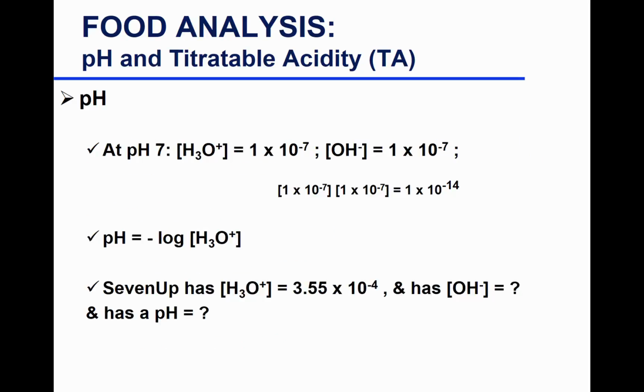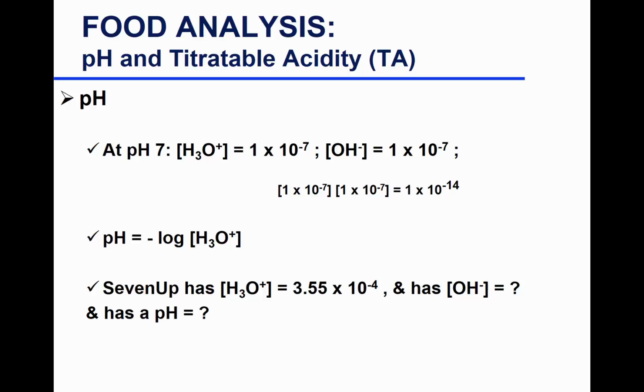Okay, so at pH 7, the concentration of hydronium ion equals the concentration of hydroxyl ions. So basically it's 1 times 10 to the minus 7, 1 times 10 to the minus 7, and you get the ion product constant for water.